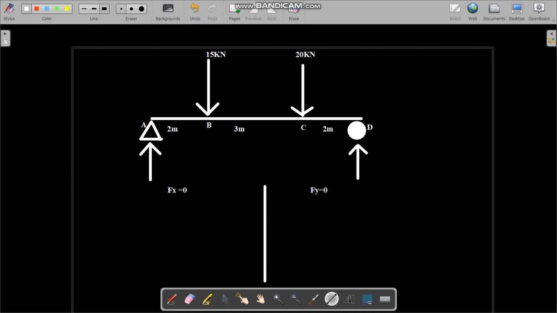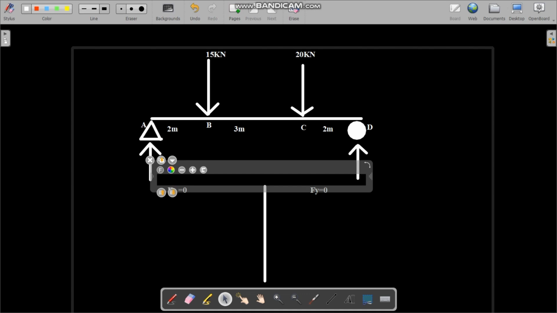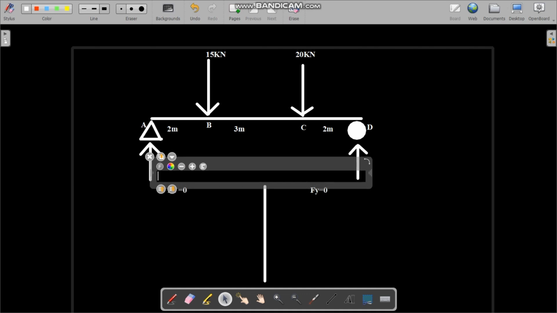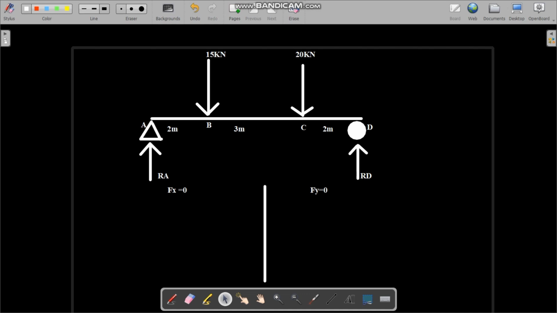So, I hope you understand the point of view which I meant to say. So here we just started it out through the reaction RA and RD, because it's from the A point and it's from the D point. It's named as RA and RD.